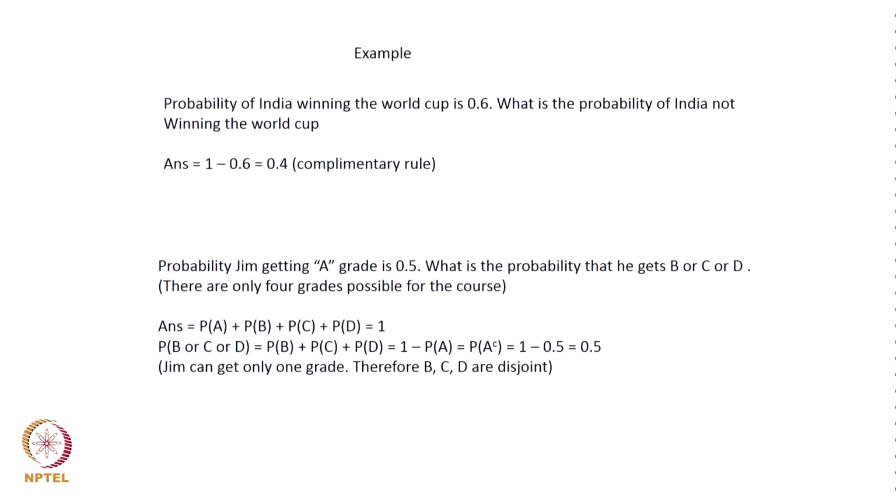Example, probability of India winning the World Cup is 0.6. What is the probability of India not winning the World Cup? It is 1 minus 0.6, which is 0.4.